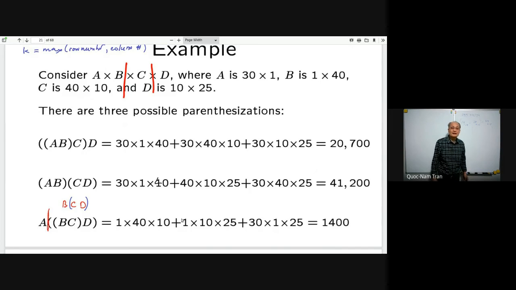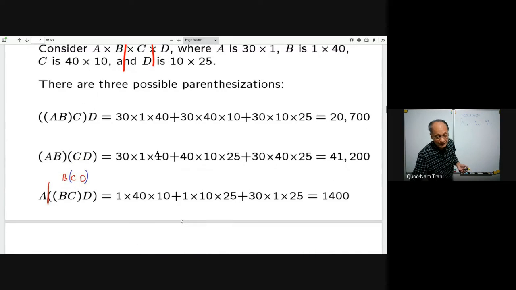The third approach is to multiply B and C, and after that multiply with D, and then finally multiply A with the result. We have only 1,400 steps of small multiplications. So you see the difference, right?